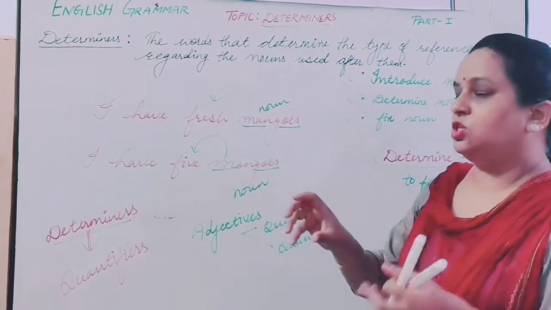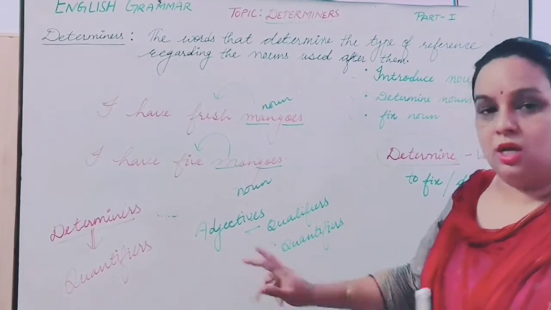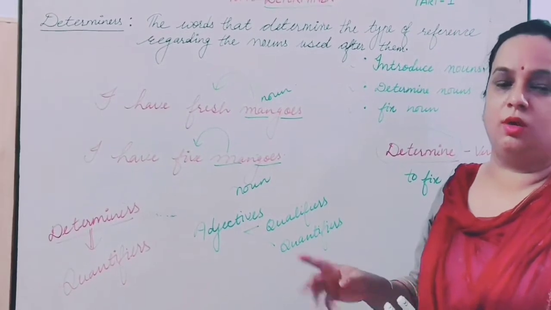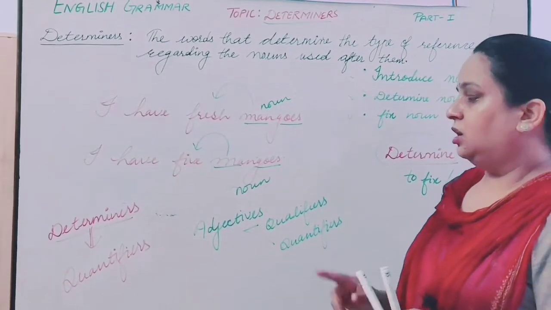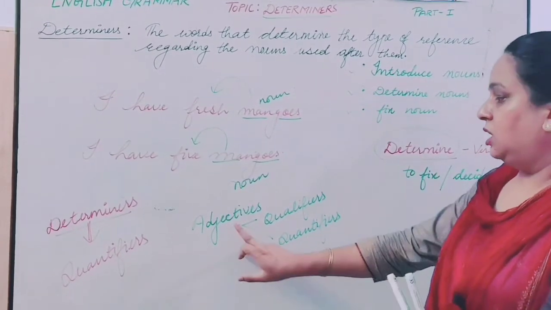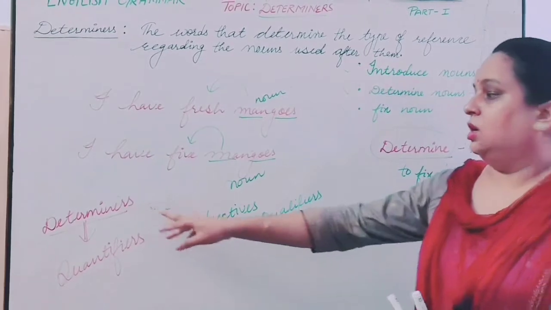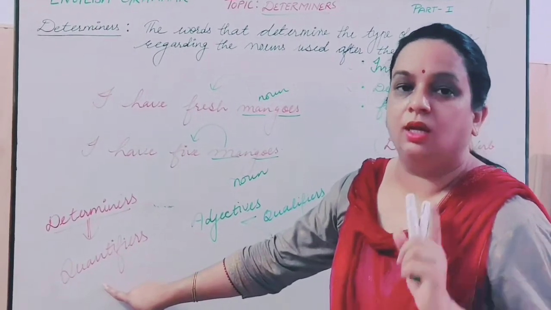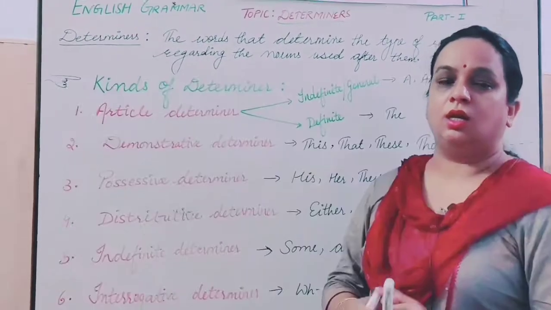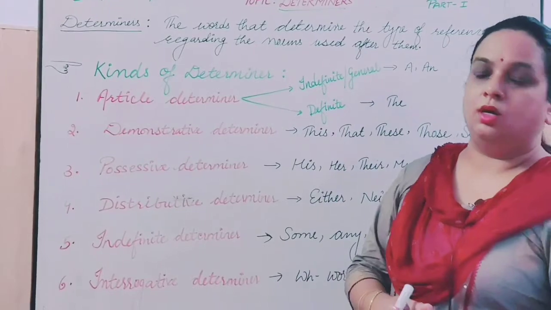Though the position is almost the same sometimes, in the case of position also I will tell you one major difference. What is that? But before that, let's keep in mind that adjectives can be quantifiers and qualifiers, but the determiners are only quantifiers. Now we have to see the kinds of determiner.